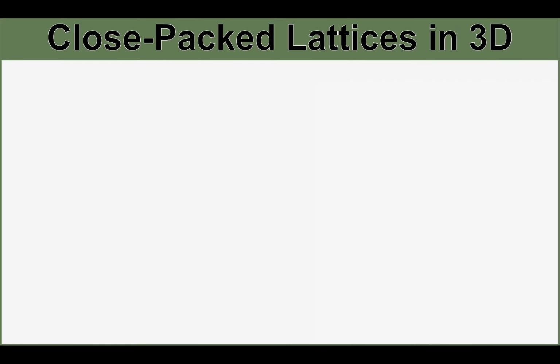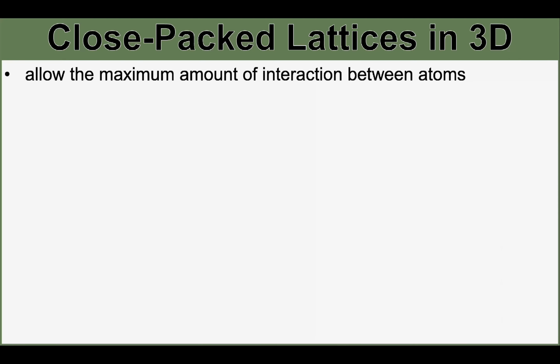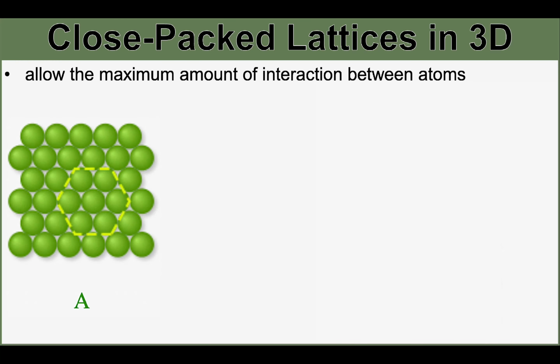So now let's talk about the close-packed lattices in 3D. Close-packed lattices allow the maximum amount of interaction between atoms. If these interactions are mainly attractive, then close packing usually leads to a more energetically stable structure. As we pointed out a while ago, hexagonal packing of a single layer is more efficient than square packing. So this is where we begin.